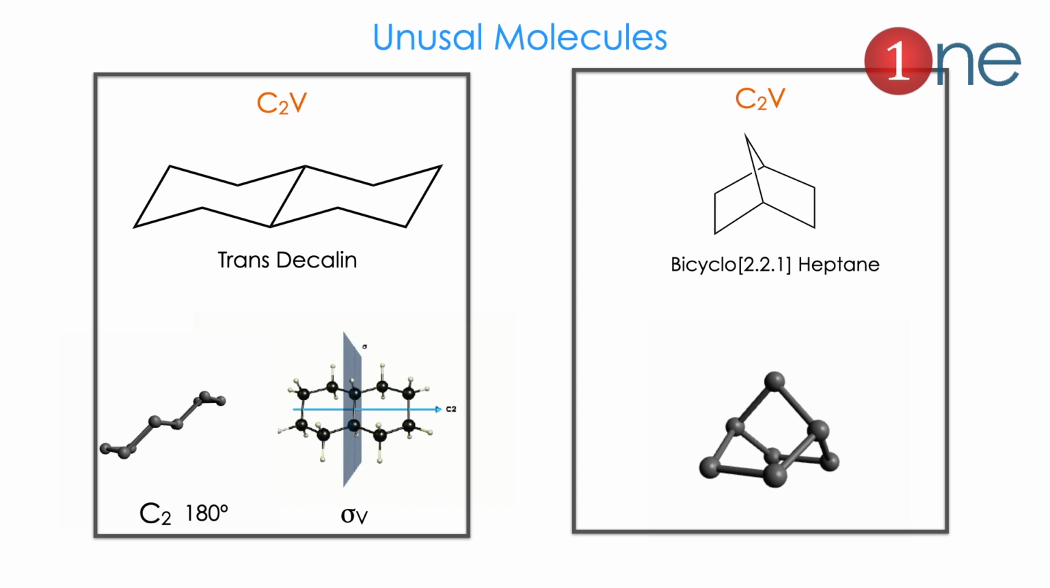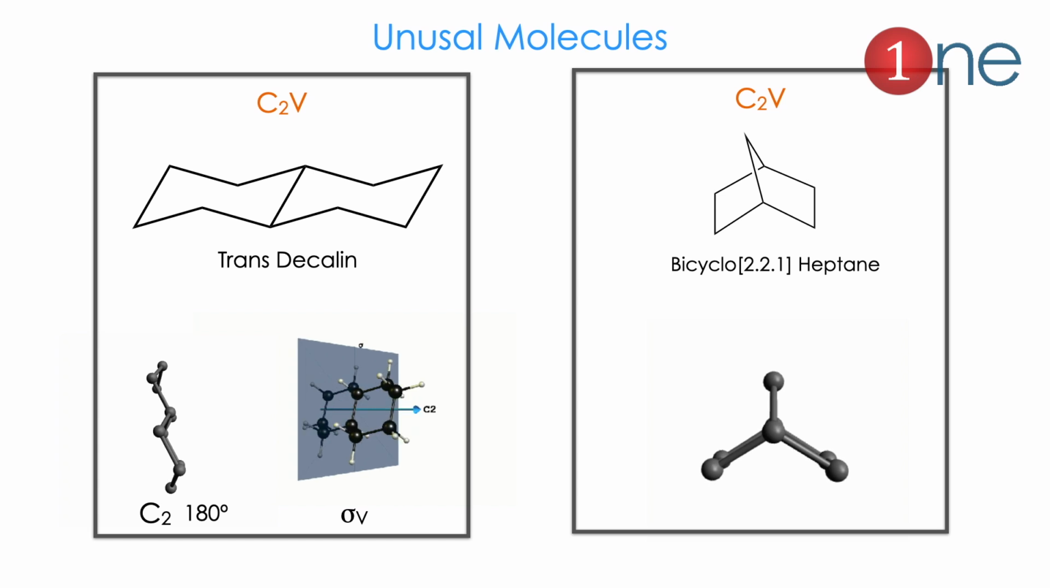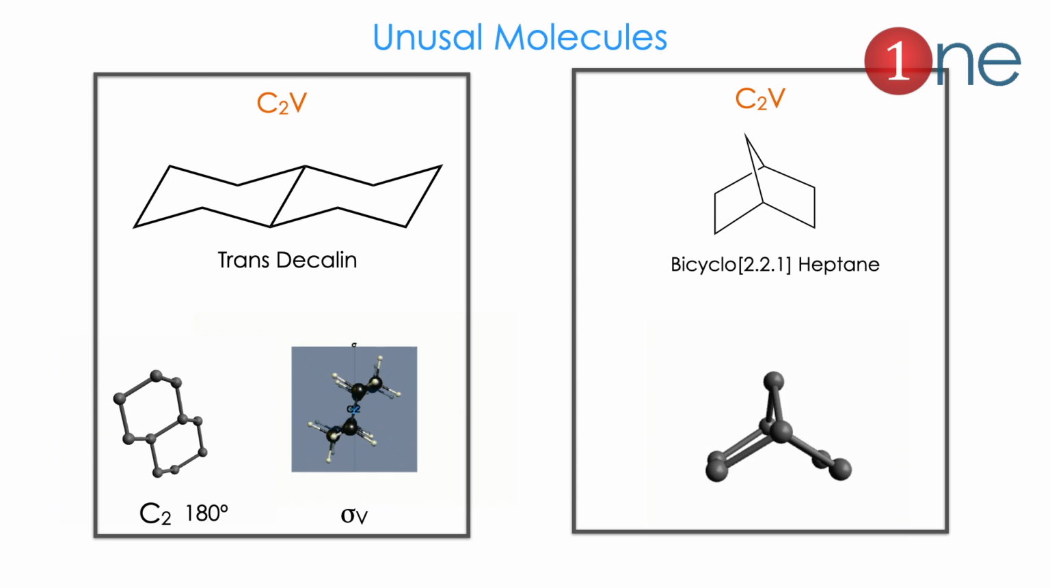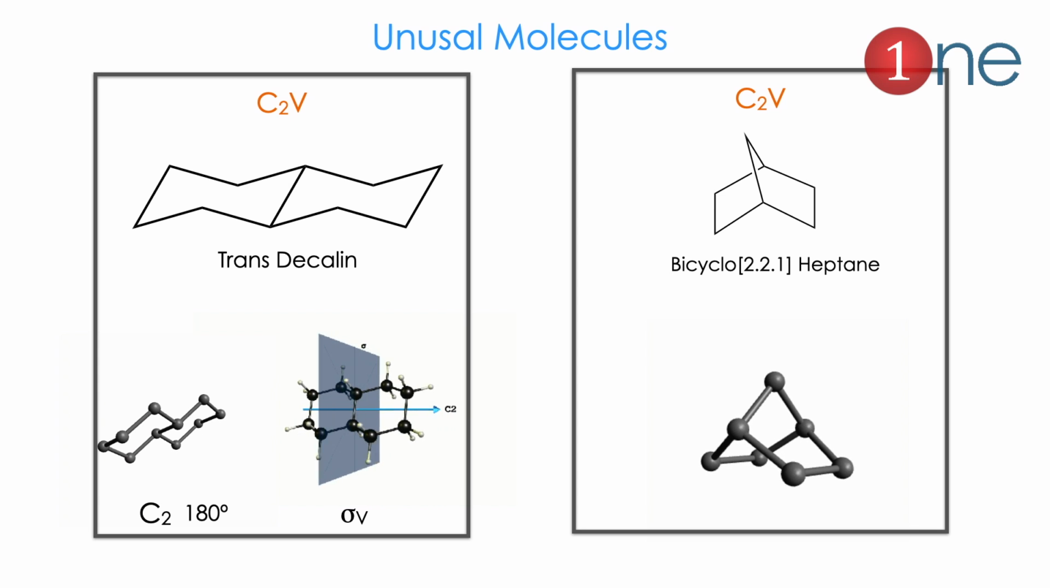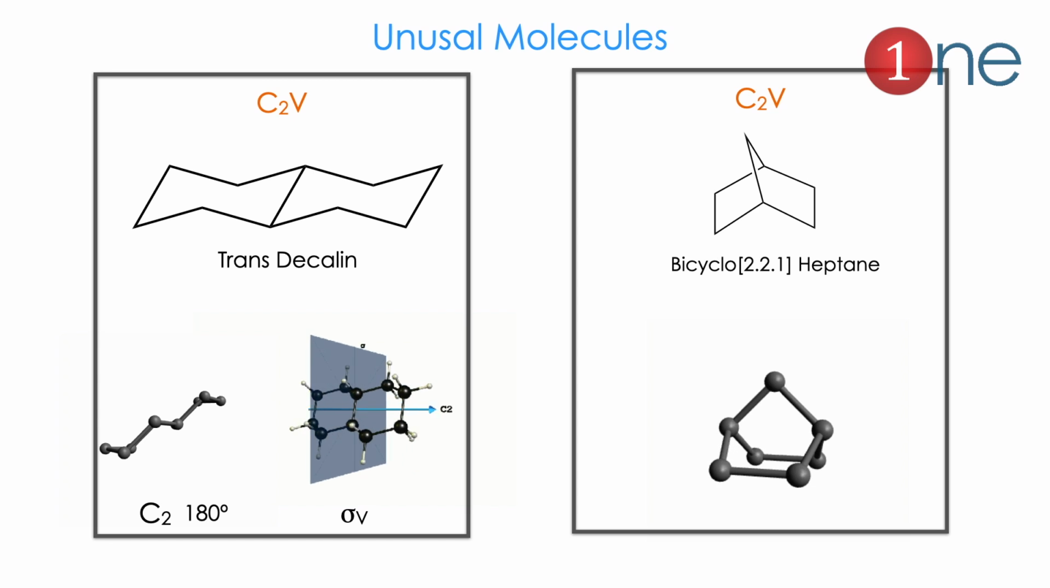Similarly, another C2v system is bicyclo 2,2,1 heptane. It has one C2 axis through the center that you can rotate about, as well as a sigma plane. So it is also a C2v system. You should know the unusual ones because they will be asked in some competitive examinations.